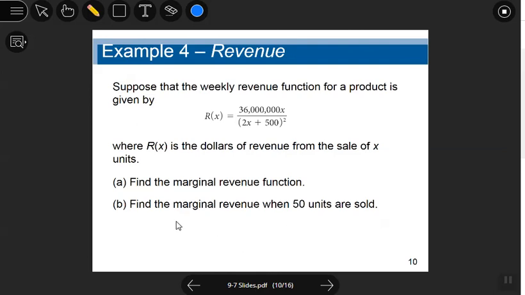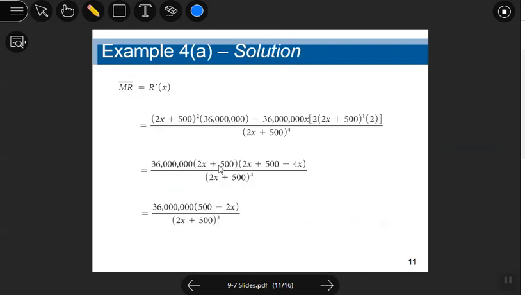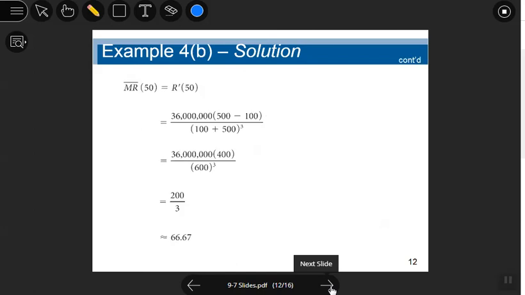Then it is asking to find the marginal revenue when 50 units are sold. So it means you have to find the value of that derivative, or marginal revenue, when x is equal to 50. Okay, first you can see here it has found the marginal revenue by using the quotient rule and power rule together. So it is a big calculation, and after that it has substituted 50 into this given function, and this is the marginal revenue when x is 50.